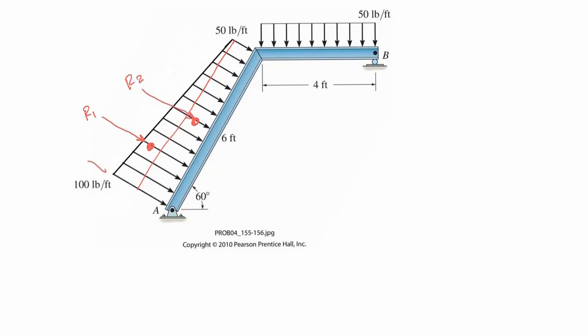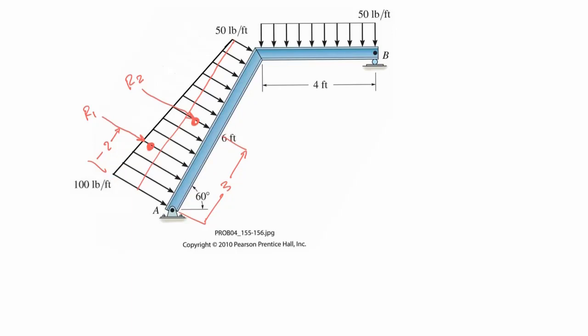The lever arm, or the distance between point A and the resultant, would be 2 for this one, and it would be 3 for this one. In other words, this one is going to be half the total length here, and this one is 1/3 because that's 1/3 on that side.